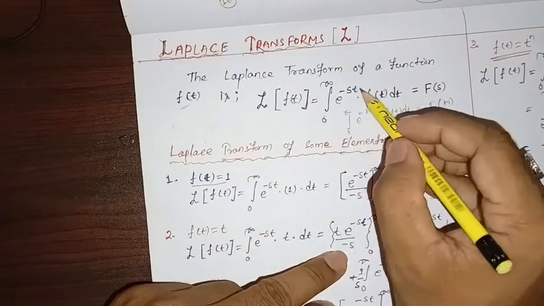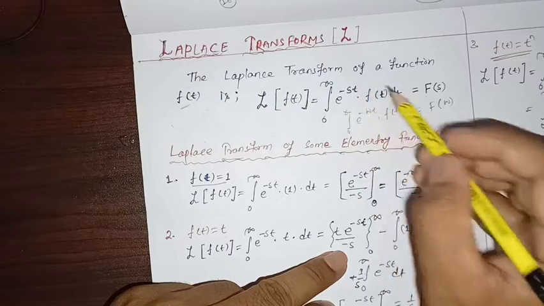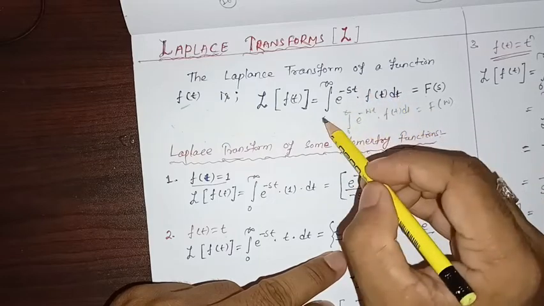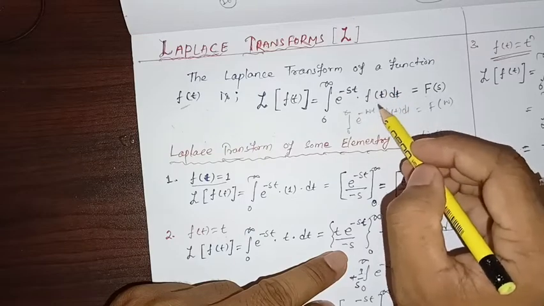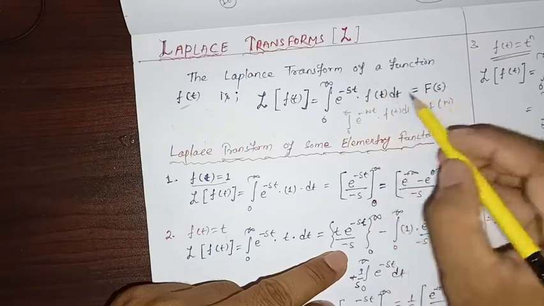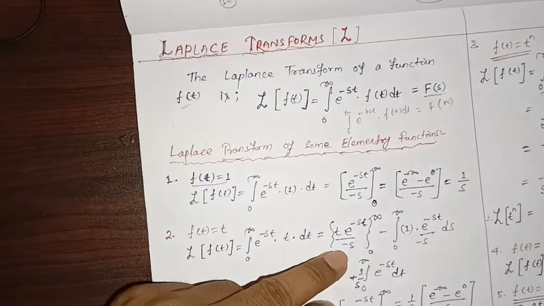But here we consider s. So the integral from 0 to infinity of e to the minus st into f(t) dt is called the Laplace transform of this function. This can also be written as capital F of s.